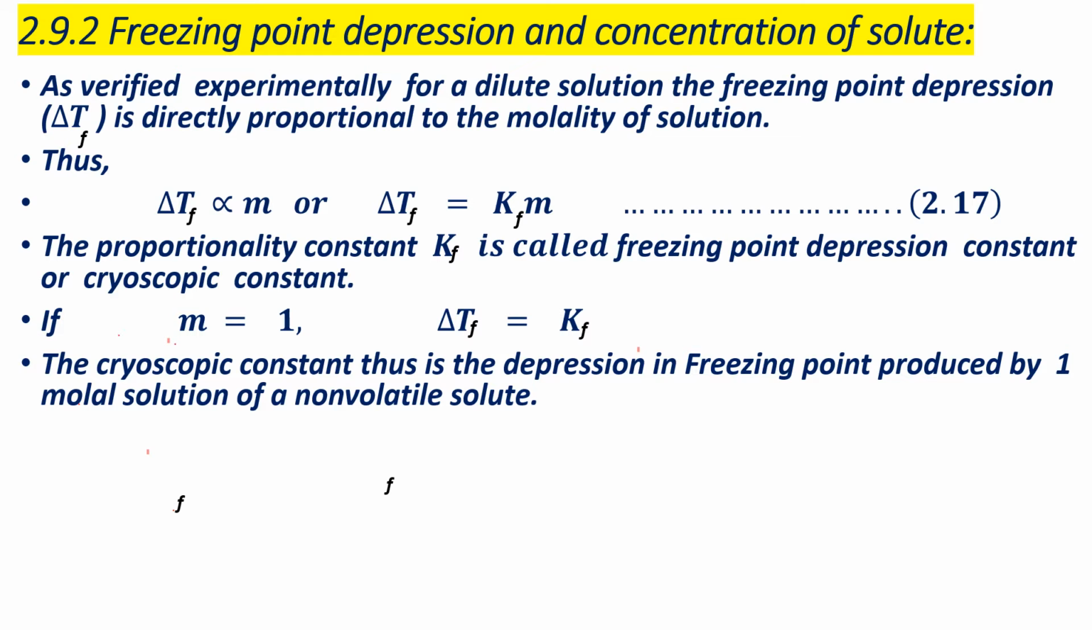The same equation, you only have to change delta Tb to delta Tf. Delta Tf is directly proportional to m, and when you remove the proportionality, you require a constant, that is Kf. Delta Tf is equal to Kf into m. The proportionality constant Kf is called the freezing point depression constant, or the cryoscopic constant. If we consider m equal to 1, then delta Tf is equal to Kf.